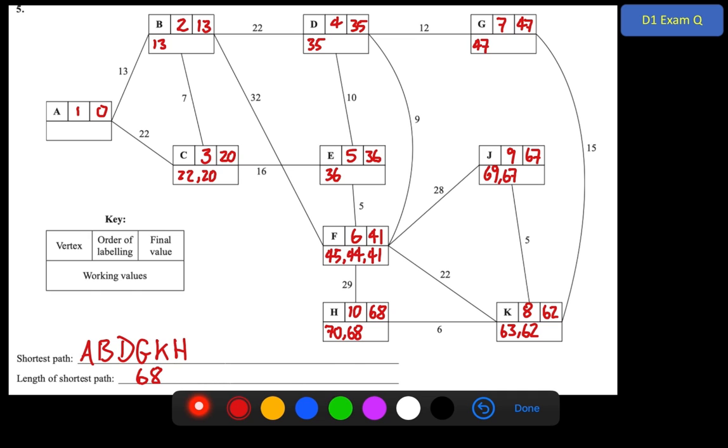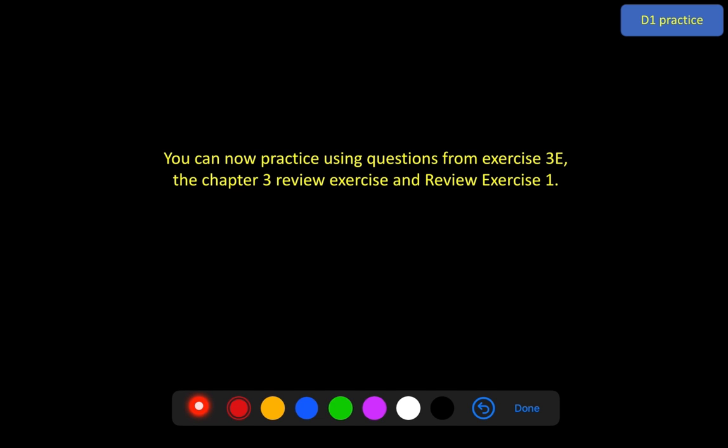Shortest path. So there's a full exam question for you, and I hope that it's enough for you to have a go at Dijkstra's algorithm in exercise 3E. You can also now do the chapter 3 review exercise and review exercise 1, which means we're approximately halfway through the module, and maybe I'll see you on the other side in chapter 4.